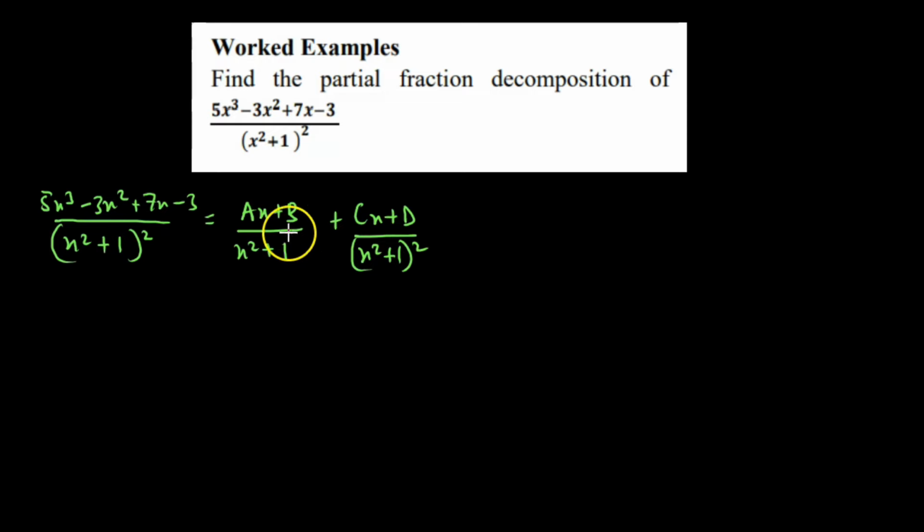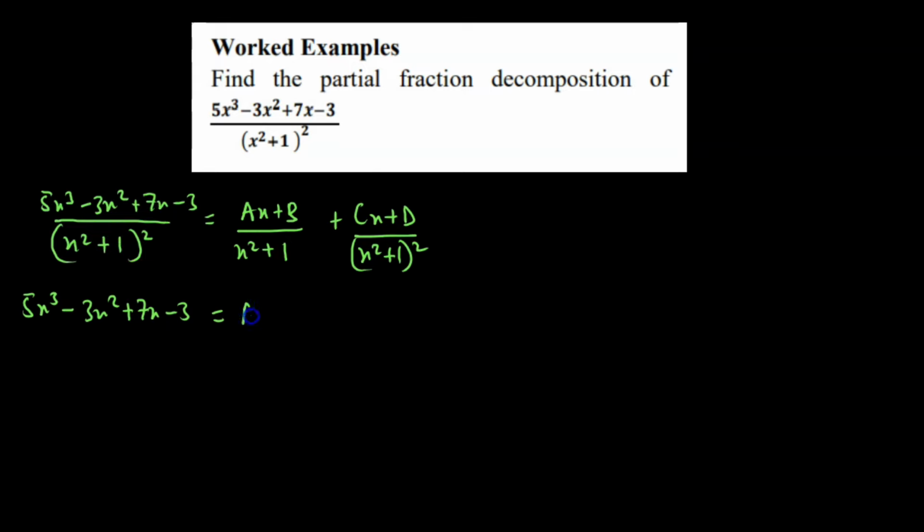Then now you must get rid of fractions so that you can solve for a, b, and c as well as d. So multiplying through by the LCM, which is x squared plus 1 all squared, we'll be left with 5x cubed minus 3x squared plus 7x minus 3. And that will be given as, how many times can the LCM do away with some factors here? It will be left with 1 of the x squared plus 1.